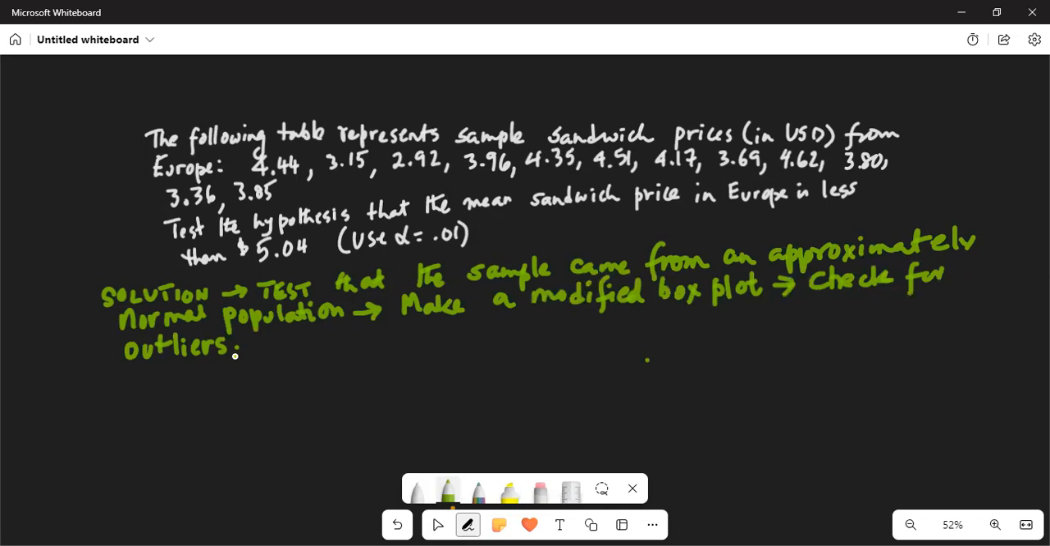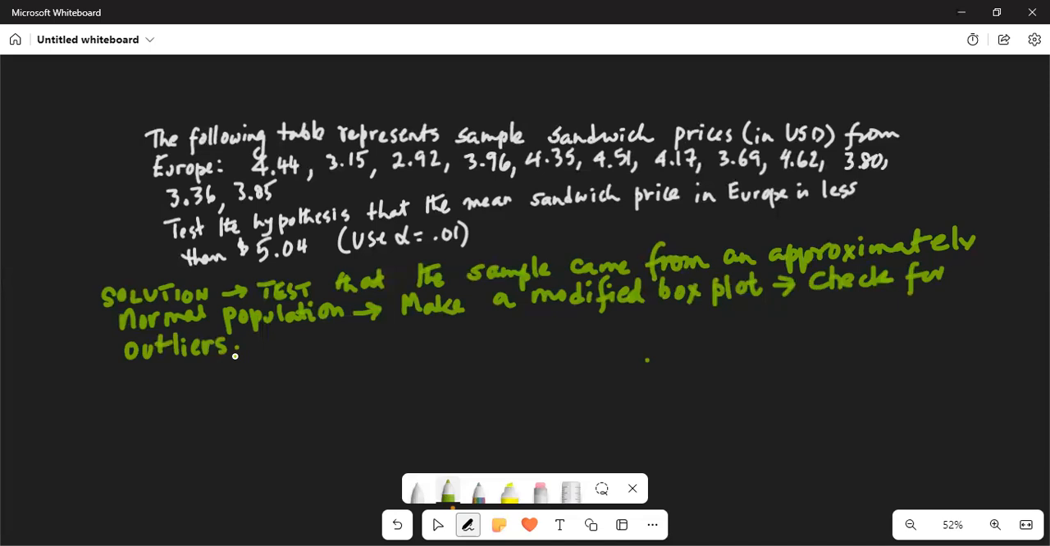Then stat 1, enter the data in L1, which is 4.44, 3.15, 2.92, 3.96, 4.35, 4.51, 4.17, 3.69, 4.62, 3.80, 3.36, and 3.85.